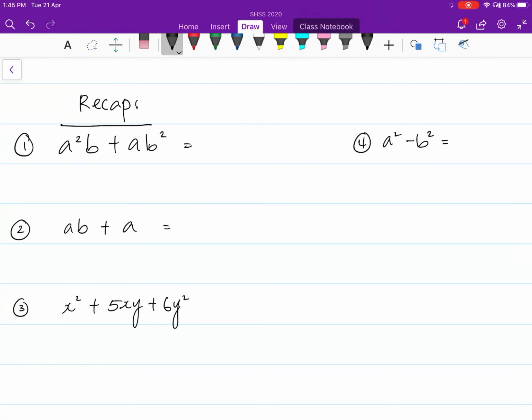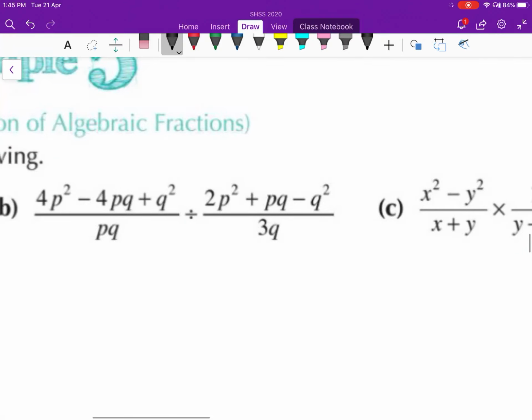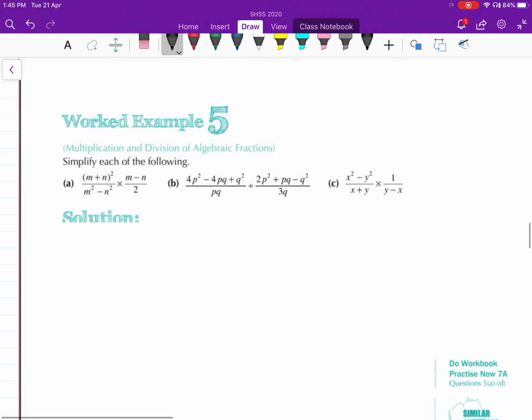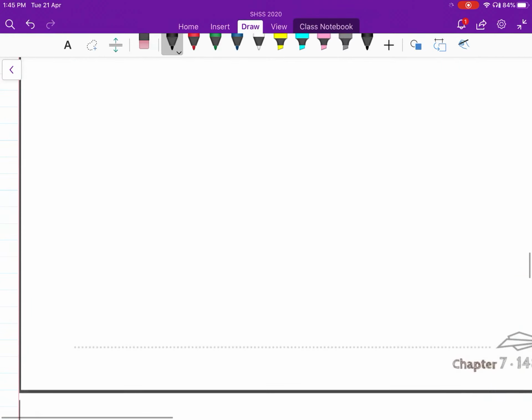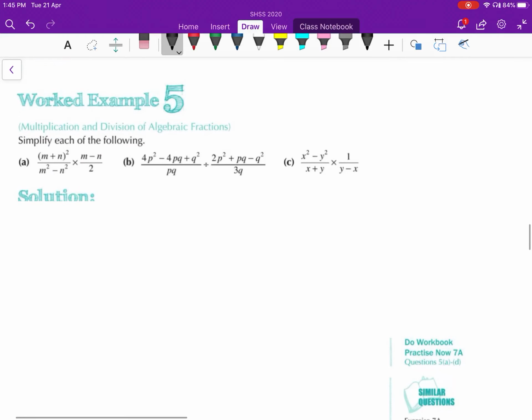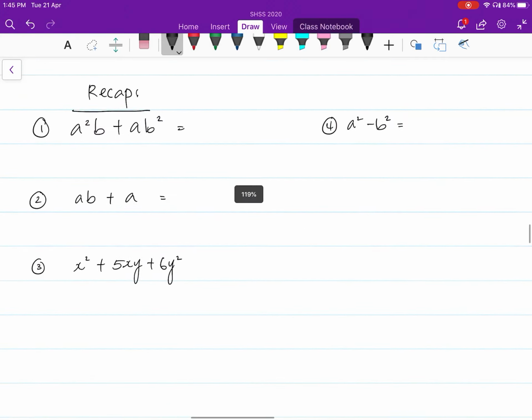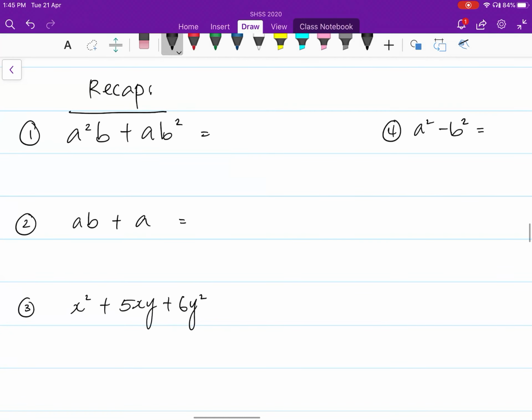Okay, 2B, today we will be doing another version of multiplication and division of algebraic fractions that would be on your textbook, page 148, work example number 5. But before we go there, we will do some recap on our factorization again. Factorization is very, very important to do algebraic fractions.